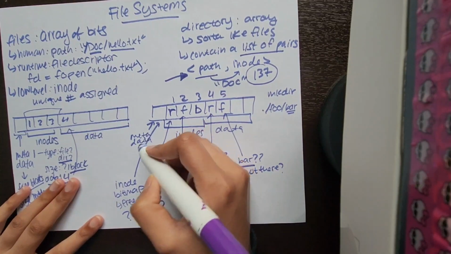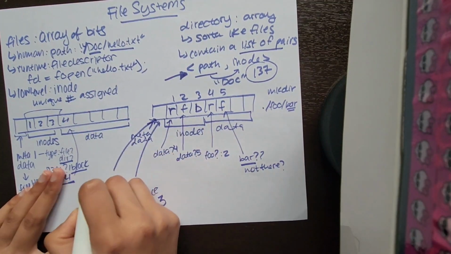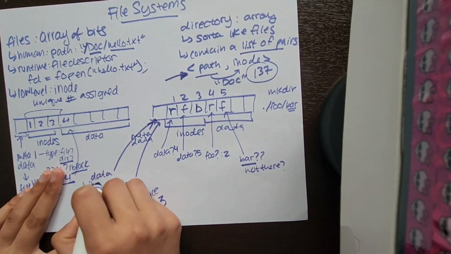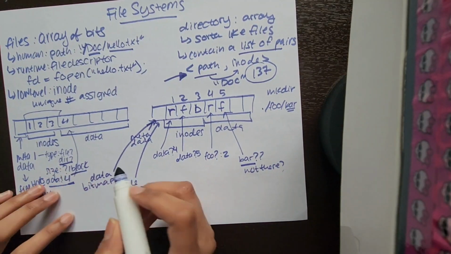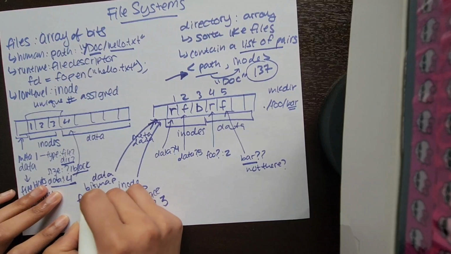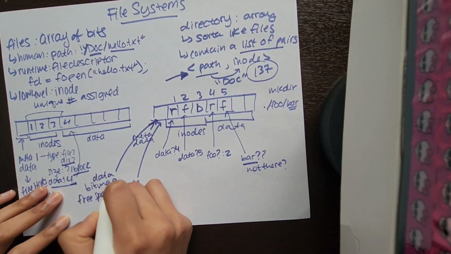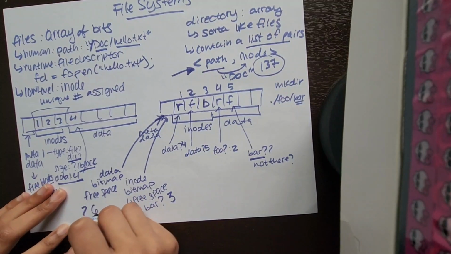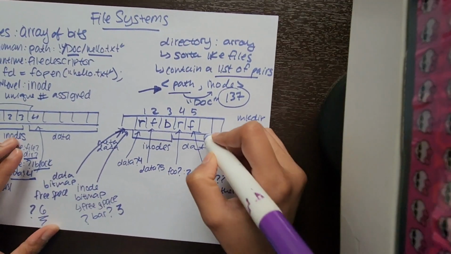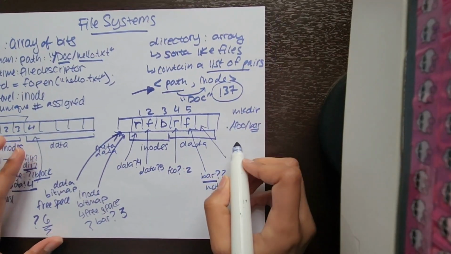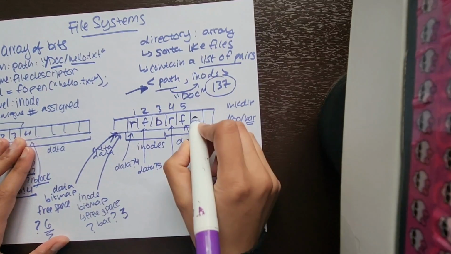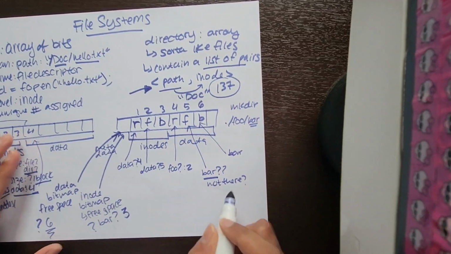And while you do this, you also look at the data bitmap, and you ask it to assign some free space to store your data for this directory. And it says, oh, go to position 6. So you go to position 6, and you say this is bar's data, and you assign it B.